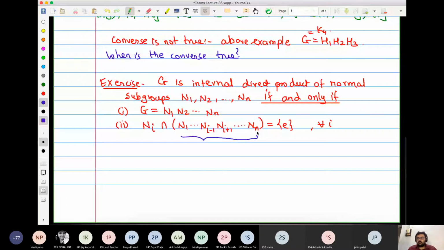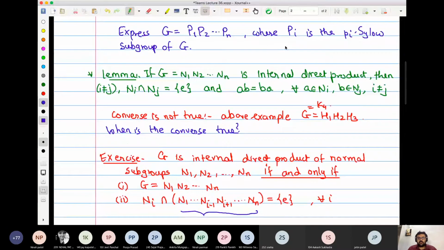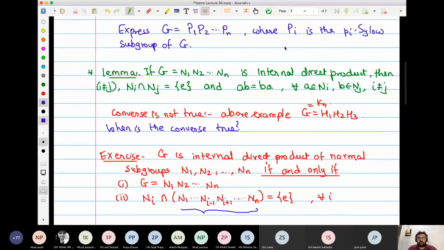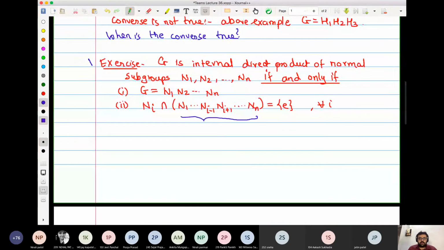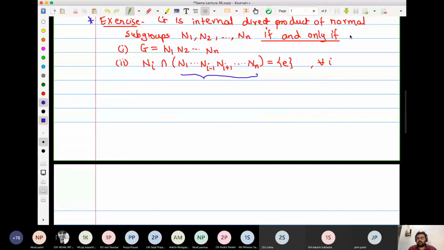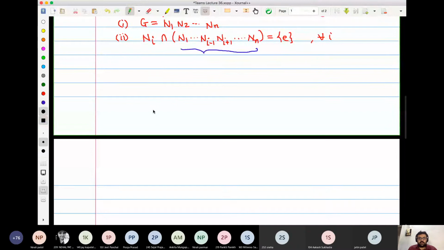Okay, so I hope this much is clear. Just recalling what we have seen, and then two exercises. Both are important exercises, which I gave in the assignment also. So now let us go further. The next result is an important result. Both results are very important for us now.